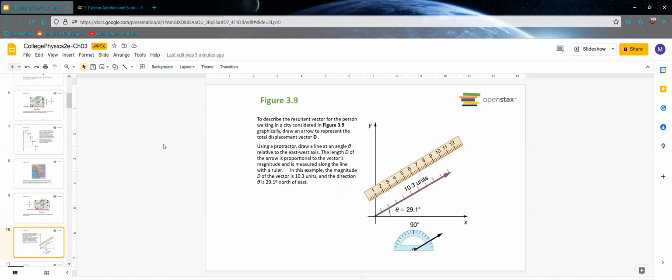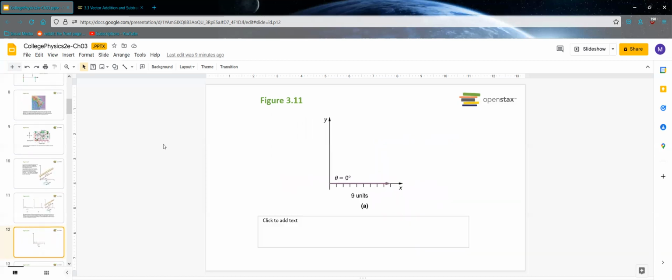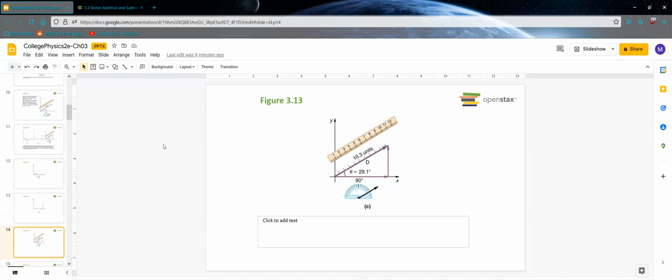So this again is a question of the text I'm skipping for brevity's sake. But yeah, classic tip to tail method. There are questions here that go over determining 2D kinematics via graphical methods, like actually using a ruler and using a protractor. I'm not going to be having you do that stuff.